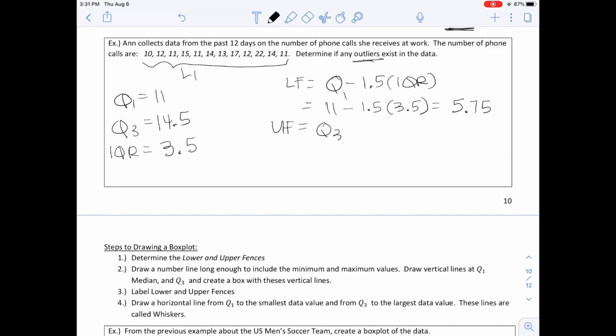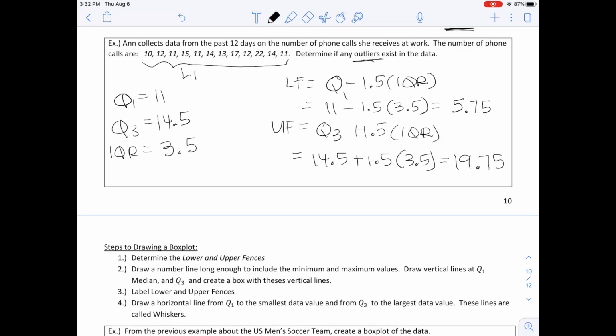So I'm going to go ahead and calculate the upper fence. I'm going to take Q3 plus 1.5 times our interquartile range. And Q3 in this problem is 14.5 plus 1.5 times the interquartile range, which is 3.5. Working this out, we get 19.75.